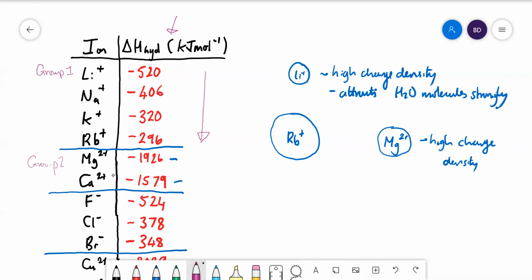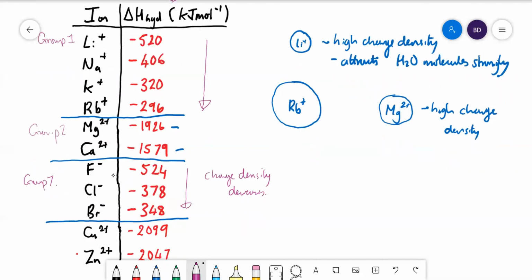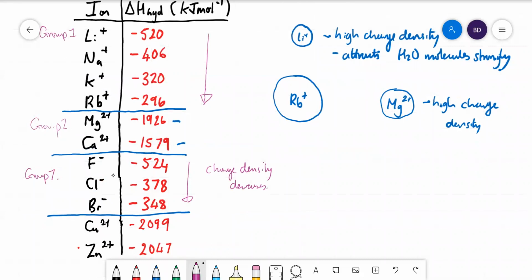And we get a very similar trend down if you look at the halogens, group 7. We get the same sort of trend there. As the ions get bigger, the charge density decreases, and you get a decreasingly exothermic hydration energy. I've also included at the bottom 2 transition metals, copper and zinc, and you can see they're very high.